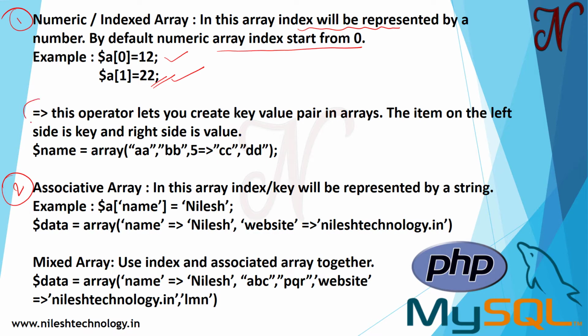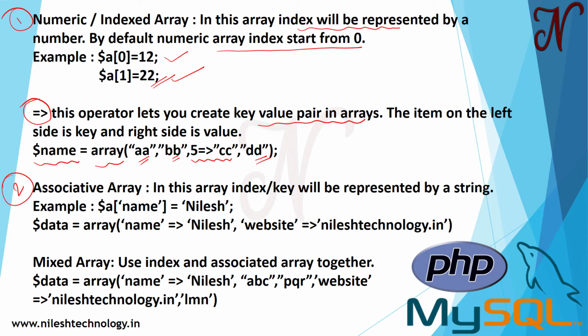So there is one more operator, like an arrow. So this operator lets you create a key value pair in an array. The item on the left side is the key and the right side is the value. So see here, this is one example, name equal to array. So here this is the value, this is the value, and if you want to assign this CC value at the index 5, then use this way: 5 arrow CC and then DD.